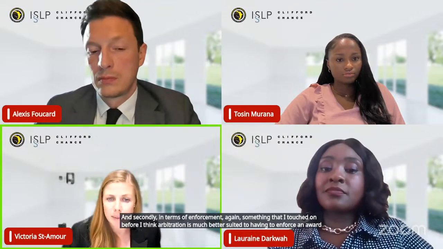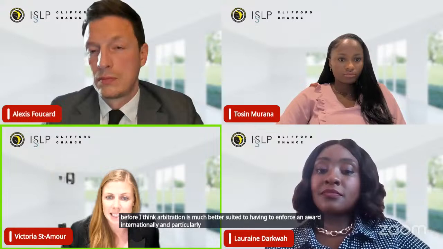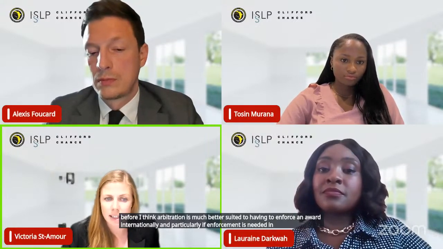And secondly, in terms of enforcement, again, something that I touched on before, I think arbitration is much better suited to enforcing an award internationally, and particularly if enforcement is needed in various different jurisdictions. You're quite likely to get coverage of those jurisdictions through the New York Convention.